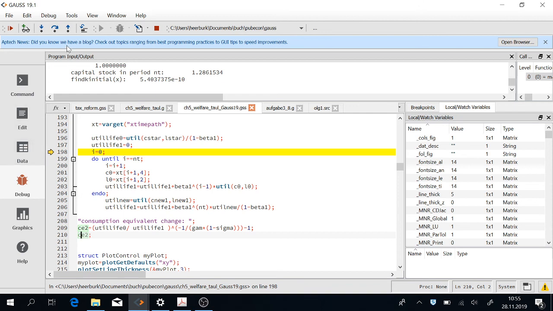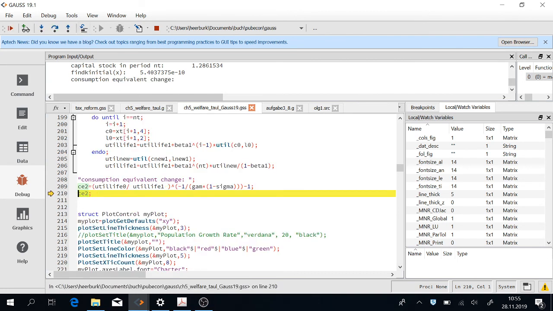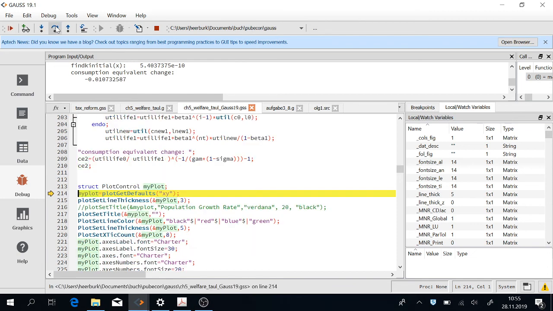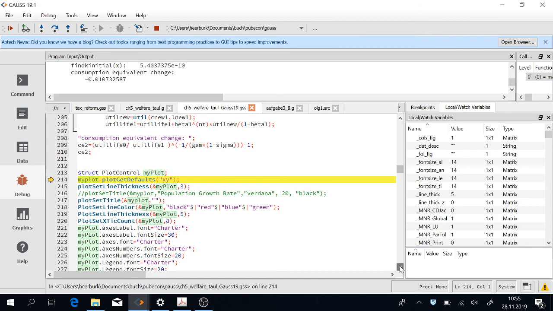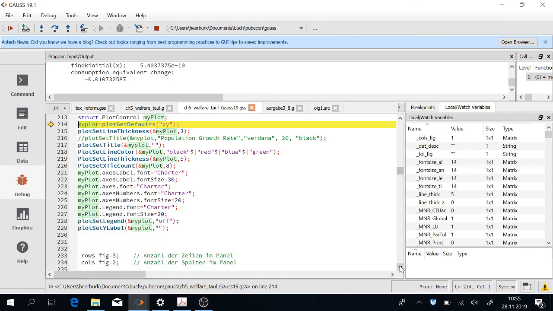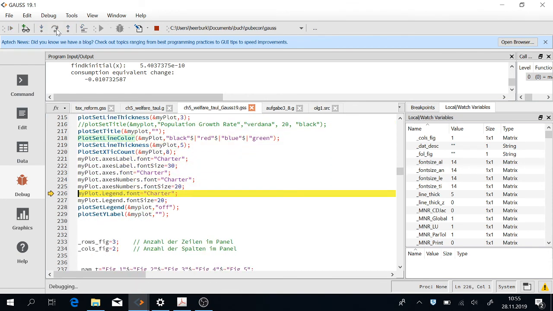This variable is computed here in line 209, and we get that our consumption equivalent change is equal to minus 1.07% if we also include the transition dynamics, so it's lower than the value that we find by just comparing steady states. We graph the solution, and these are a little cumbersome lines of commands, so let's just get to the point where this solution is graphed.